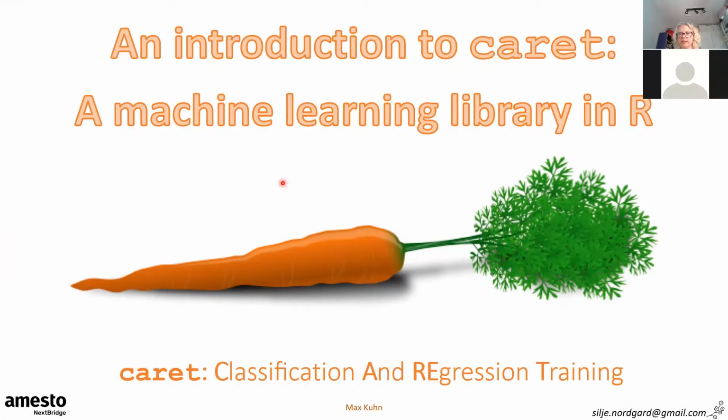So I'll get started. My name is Celia. I have a background as a cancer researcher. I have a PhD in cancer genetics. I worked as a cancer researcher at the Norwegian Radium Hospital for more than 15 years. For the last couple of years I've been working as a data scientist. I'm currently working at Amesto NextBridge as a data scientist.